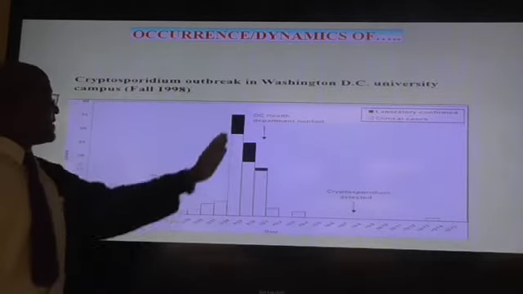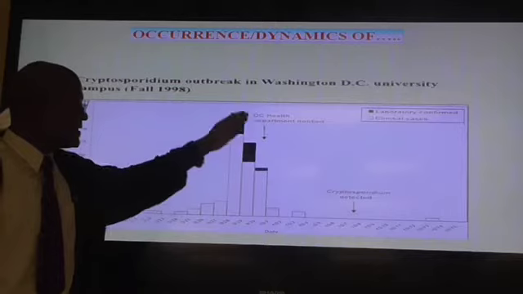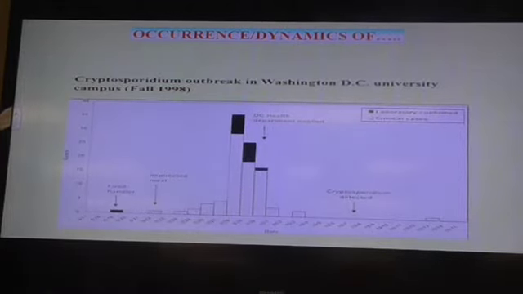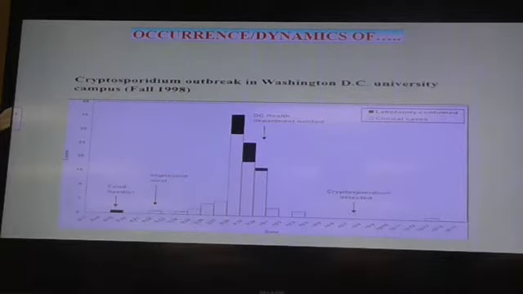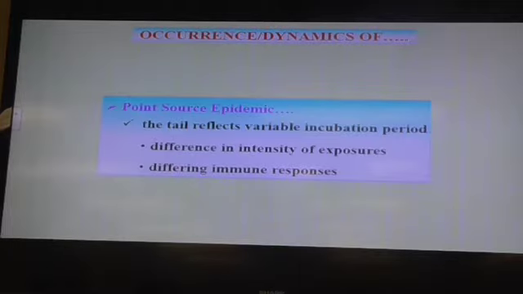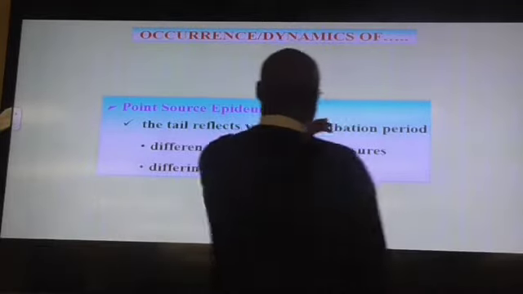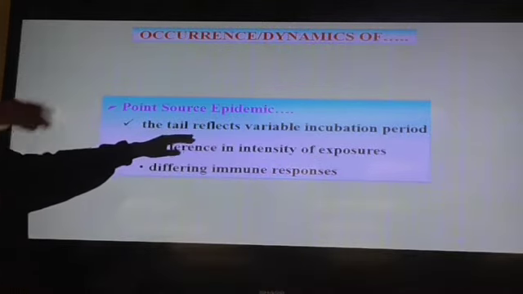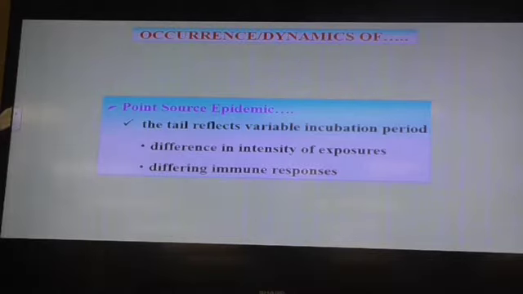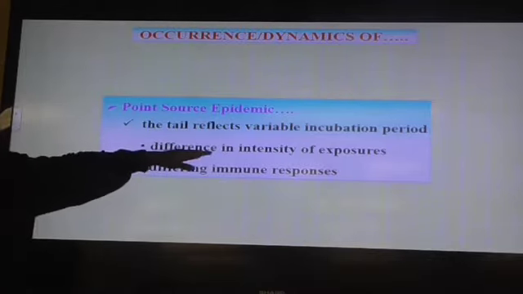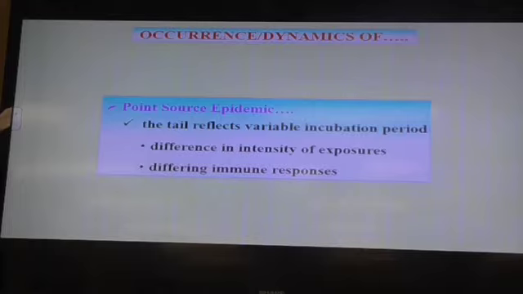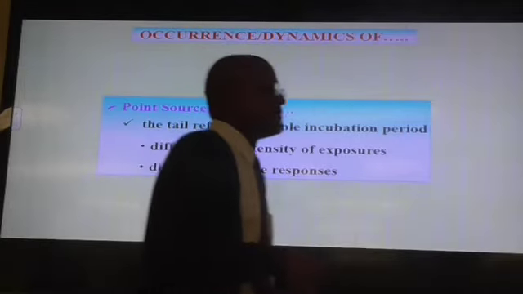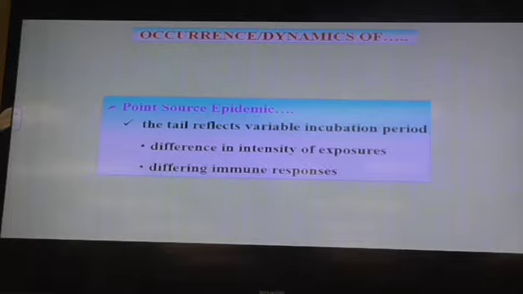As a result, the initial step is very sharp, then when it declines, this makes it very, very gradual. So that's what they call log normal. It's not like the bell-shaped curve that you see, because it is extended on the right-hand side. So the tail reflects a variable incubation period. The tail, when I say the right side of the curve, reflects variable incubation period. That variable incubation period indicates intensity of exposure, at the same time differing immune response of the individual. On the right side of the curve? Yes.